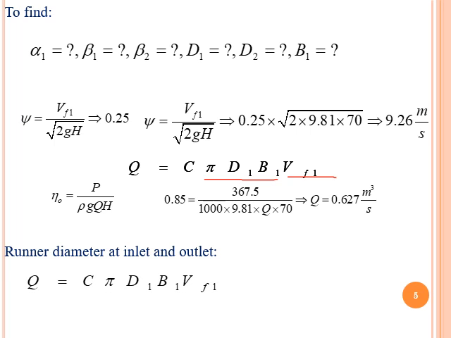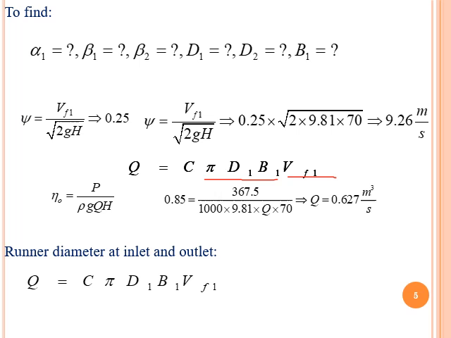So now from the discharge expression, the runner diameter at inlet and outlet is calculated. The discharge is equal to C into pi d1 b1 into Vf1. The Q value is known, C value is known, pi is a constant, so d1 is unknown. Once again, the width ratio is given: b1 by d1 is equal to 0.1.